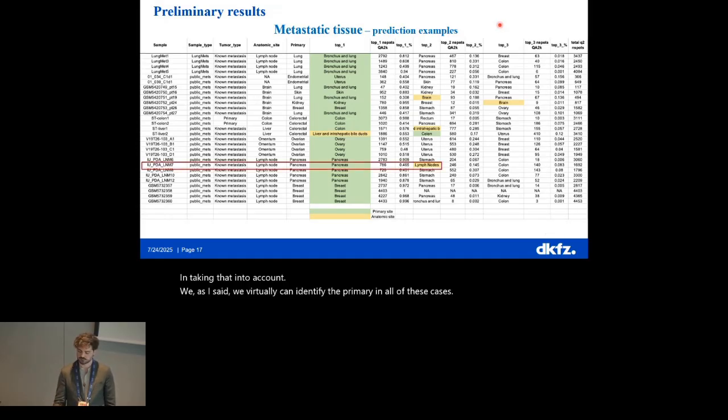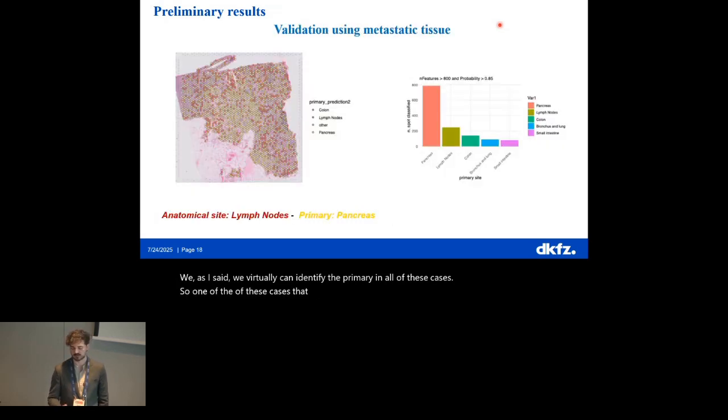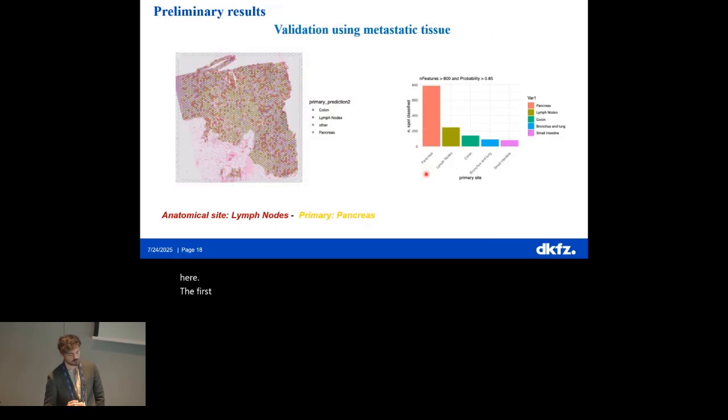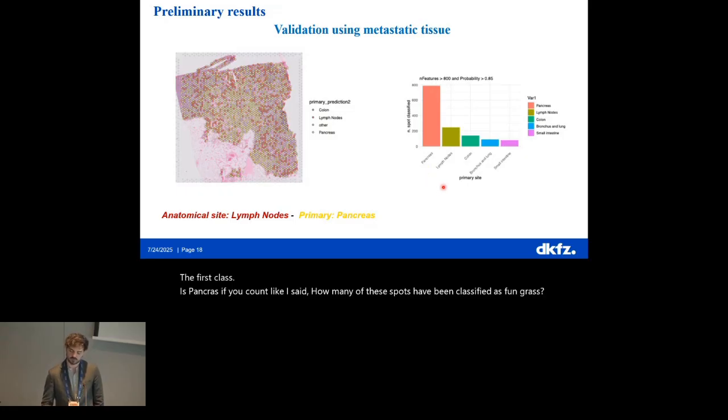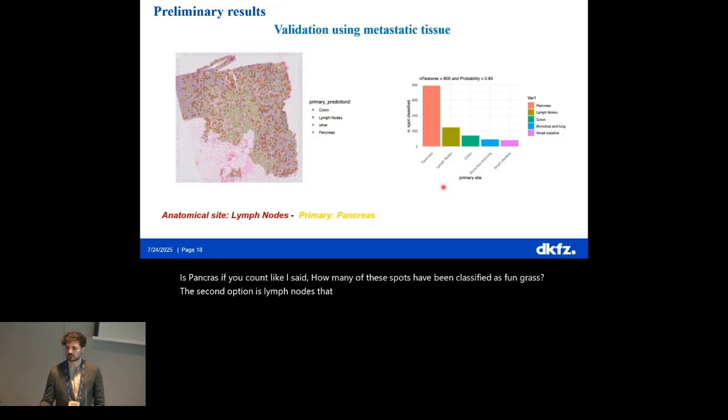In one of these cases, we also identify the anatomical site, for you to see the annotation. Here, the first class is pancreas. If you count how many of these spots have been classified as pancreas, the second option is lymph nodes, which is the anatomical site from where the biopsy was taken. Then we have some spurious predictions here and there. You can see that we have some heterogeneity in the predictions.